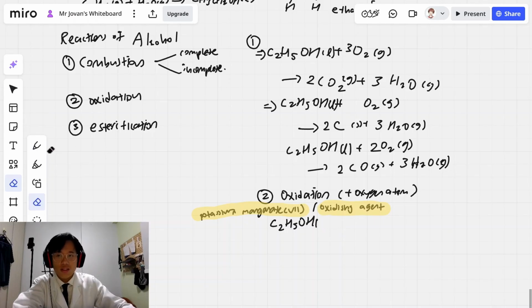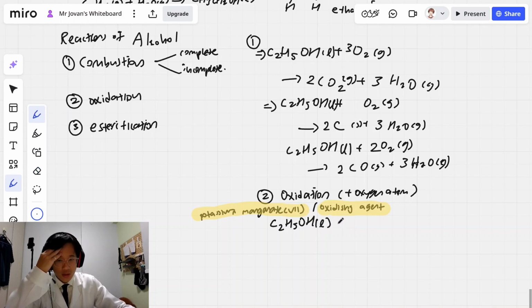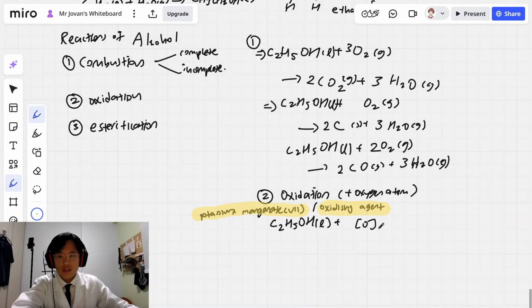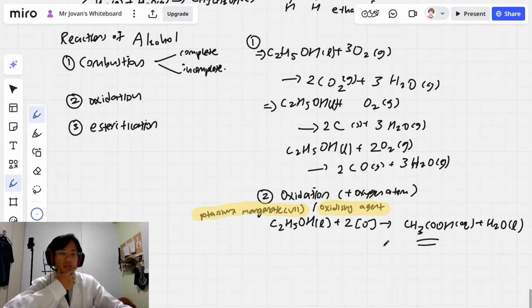To show oxidizing in an equation, we will use the letter O like this. And then our product will be CH3COH. Wow, we have entered new territory, because this is our final homologous series that we're learning. And H2O liquid. To balance it, I add a 2 over here. So this is our equation.